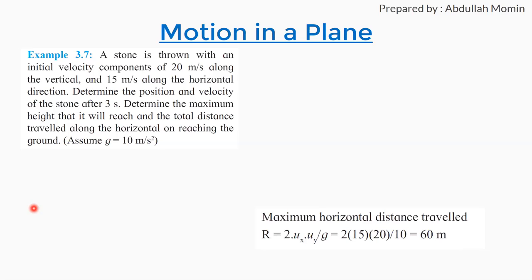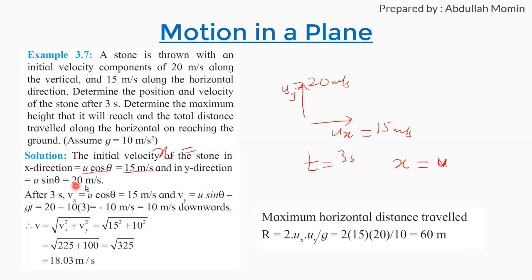Determine the maximum height that the stone will reach and the total distance traveled along the horizontal, and we are going to consider. So the initial velocity of the stone in the x direction is u cos theta, that is ux, which is given as 15, and in the y direction, that is u sin theta, it is given as 20.